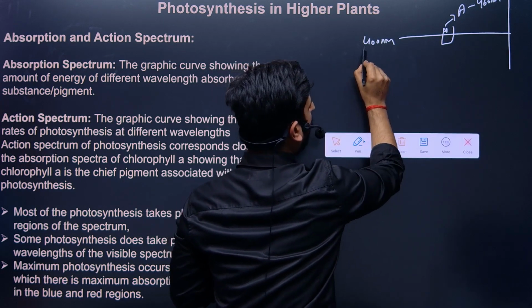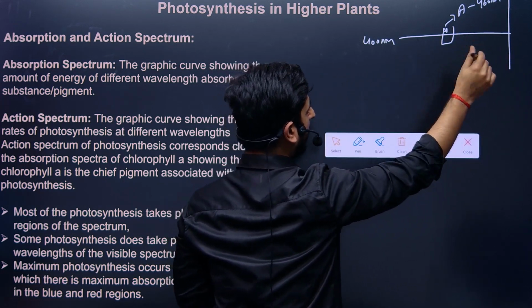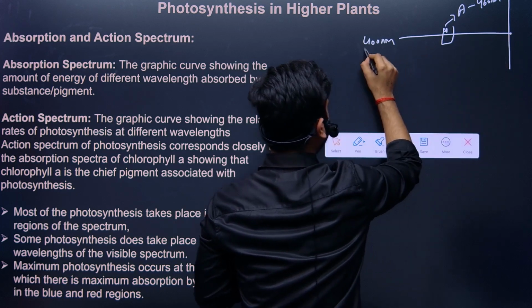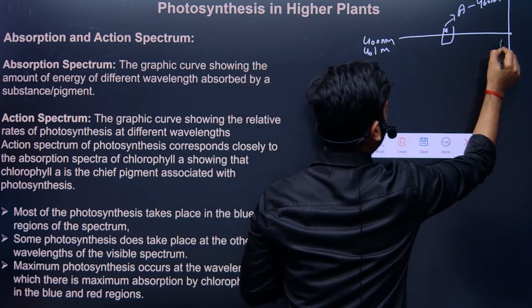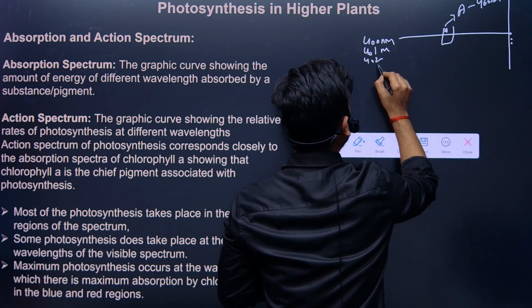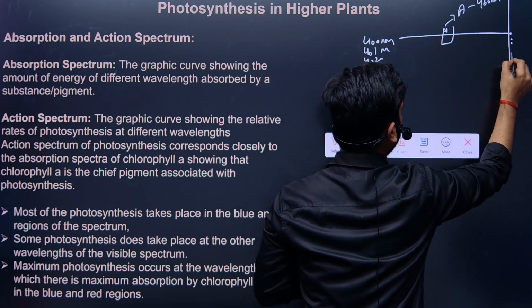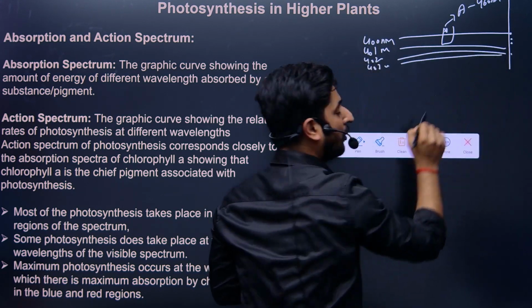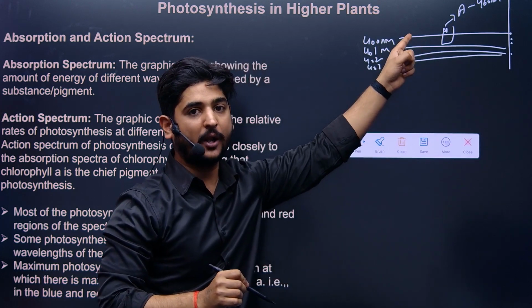So when I send 400 nanometer, no absorbance will be there. I will get this light here. When I send 401 nanometer, I will get this light here. 402, I will get here. 403 nanometer, I will get it here, because they will pass. They will pass because this molecule A will not absorb them.